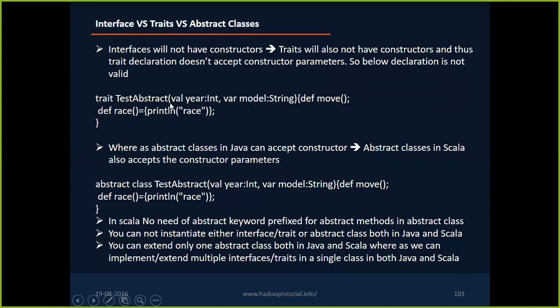Trait test abstract, val year, var model. This declaration is not acceptable. In Java, interfaces can't have a constructor defined, whereas abstract classes in Java can accept a constructor. That means abstract classes in Scala also accept constructor parameters. Abstract class test abstract can accept the constructor parameter.